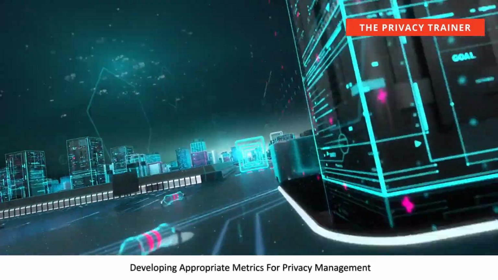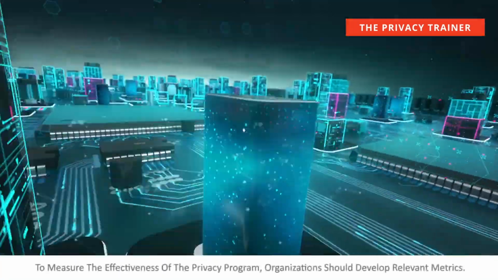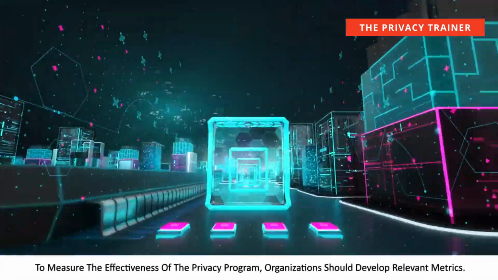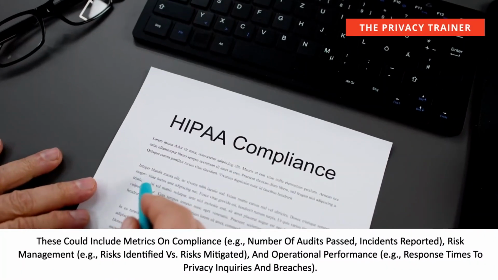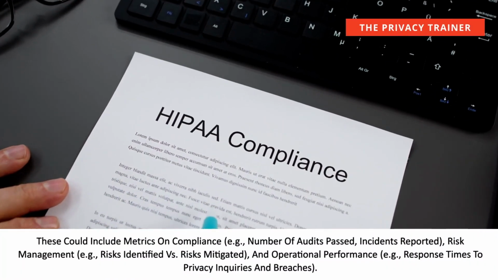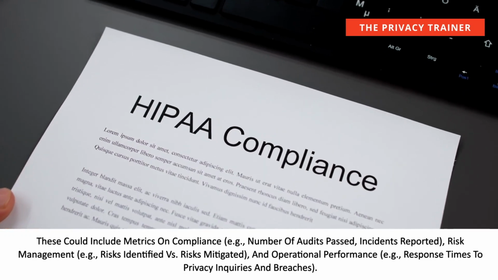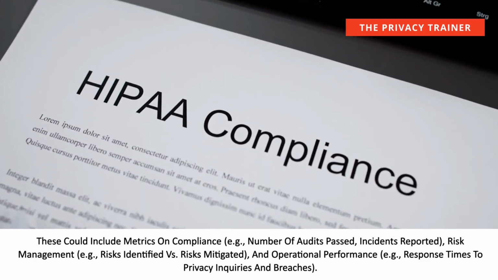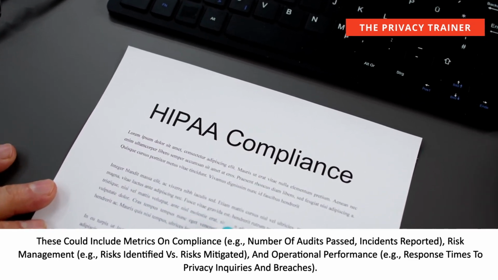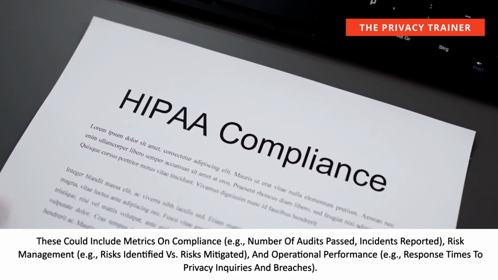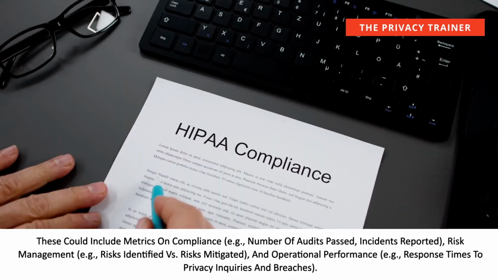Developing appropriate metrics for privacy management. To measure the effectiveness of the privacy program, organizations should develop relevant metrics. These could include metrics on compliance, e.g., number of audits passed, incidents reported, risk management, e.g., risks identified versus risks mitigated, and operational performance, e.g., response times to privacy inquiries and breaches.